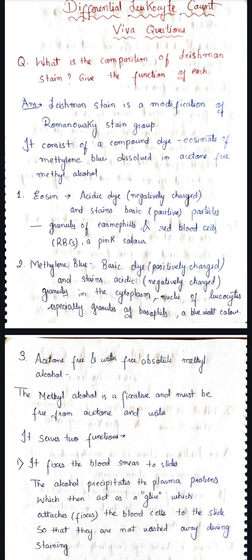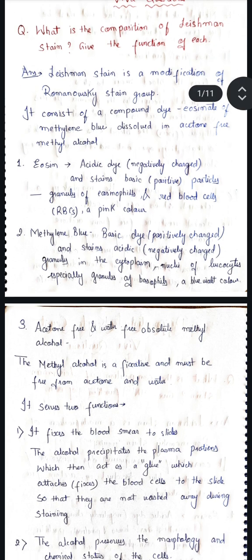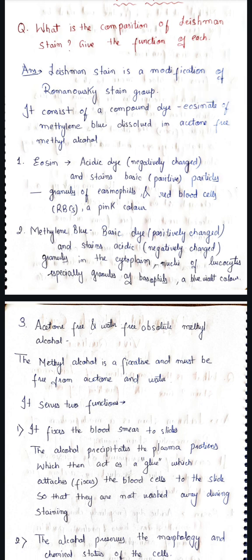component. So, first, see, Leishman stain is a modification of the Romanowsky stain group. So, there are many stain groups, out of which there is a Romanowsky stain group, and this consists of a compound dye, that is eosinate of methylene blue, which is dissolved in a acetone free methyl alcohol. Okay, so one by one we'll just see all the things. It is an eosinate, means it's a sol of eosin in a methylene blue, and which is dissolved in a which medium? It is dissolved in a acetone free methyl alcohol.